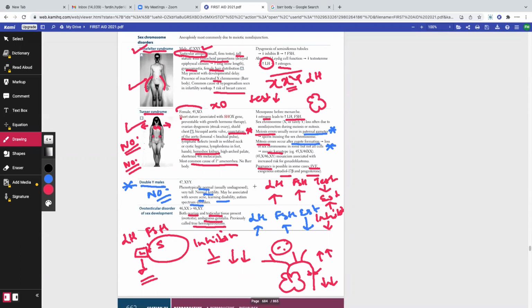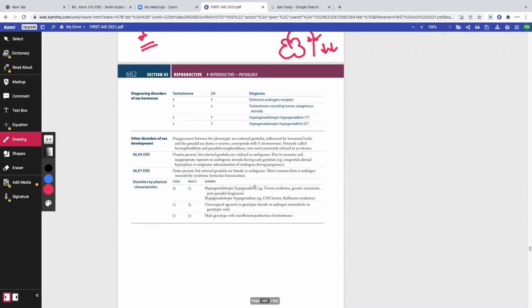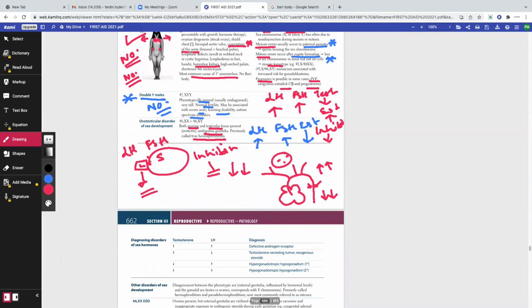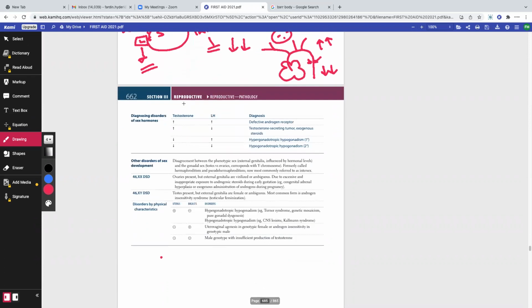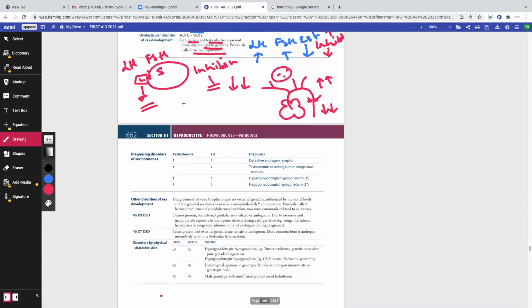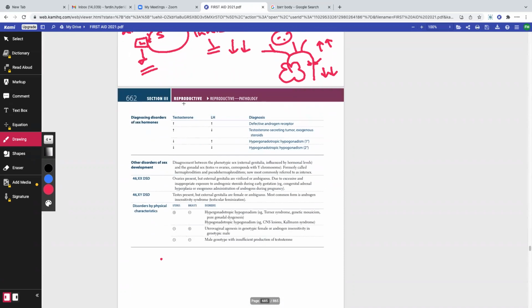So in these patients, for example, let's say that in Step 2 CK, if I ask you, there's a female who comes to you who has ambiguous genitalia. She came to you with primary amenorrhea. What are the ways that you can manage this patient? Can anyone tell me? Fast answers, please. How will I manage a patient of ovotesticular disorders of development? Karyotype, okay, so we do karyotype. And then what else do we do?